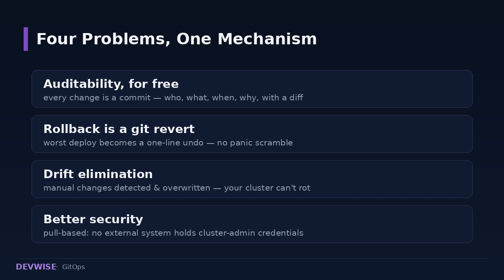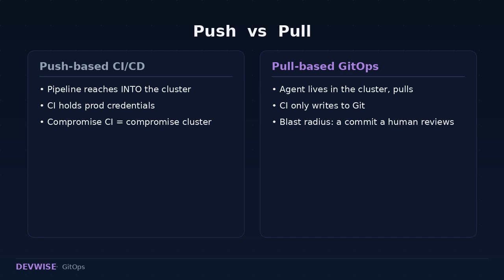Benefit 3. Drift elimination, the self-healing from our cold open. Configuration drift is the slow rot that kills long-lived environments. Someone makes a manual tweak, forgets to document it, and now your cluster no longer matches anything in version control. Multiply that over months, and nobody knows what's actually running. GitOps kills drift at the source. Any manual change gets detected and overwritten on the next reconcile. Your cluster can't rot because it's continuously dragged back to match Git. That's why the hotfix reverted. It was drift, and the agent did its job.